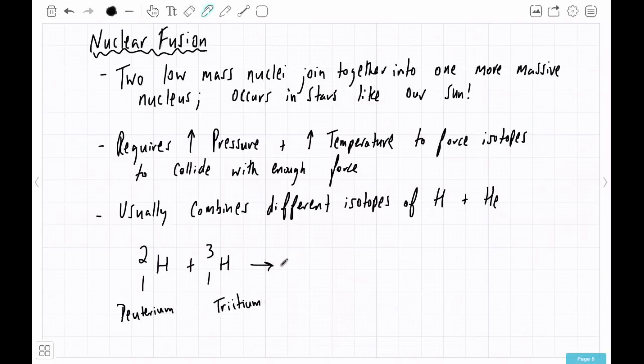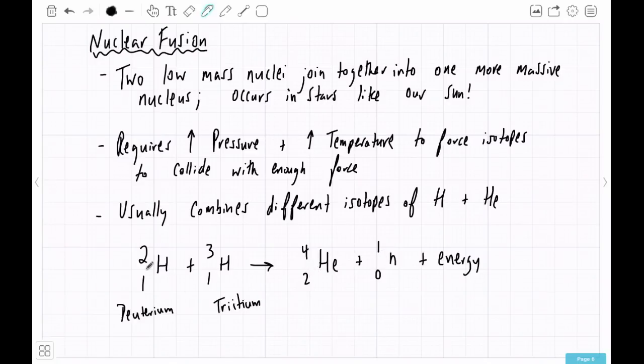And when these form together, they end up as a helium nucleus and also a neutron as well. And you guessed it, there is also a massive amount of energy that is emitted from this equation. Again, if you look at the atomic masses or the mass numbers, they're the same on both sides, and the atomic numbers are the same on both sides.